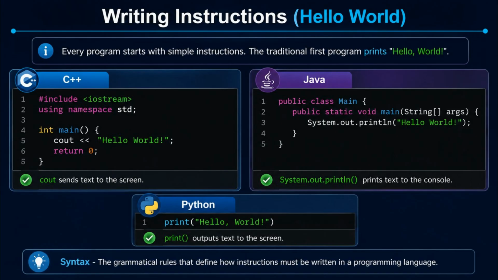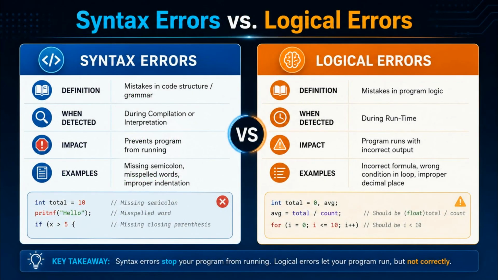Here's the same simple program, Hello World, written in 3 different languages, C++, Java, and Python. Notice how differently each one structures the same basic instruction. That's syntax, the grammatical rules of a programming language, dictating exactly how code must be written for that language to understand it. Syntax errors are mistakes in code structure or grammar, a missing semicolon, a misspelled word, improper indentation, caught during compilation or interpretation, and they prevent the program from running at all.